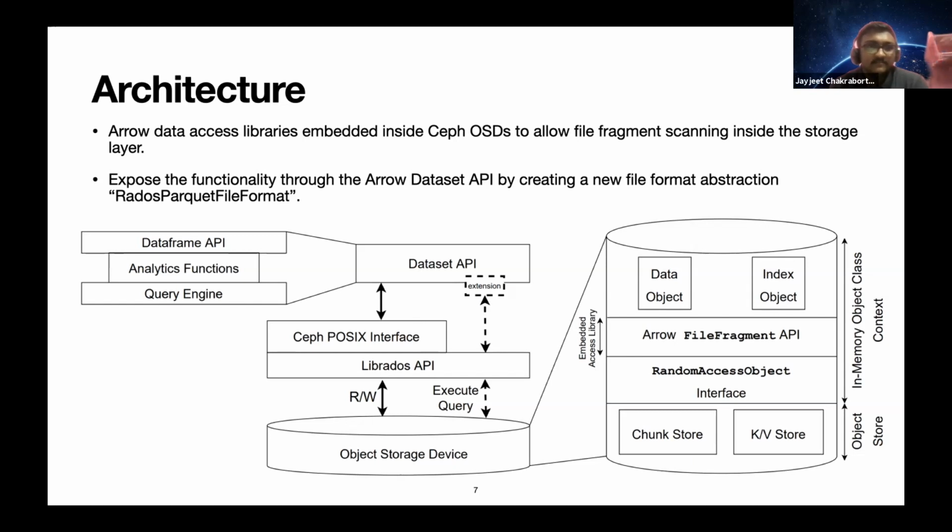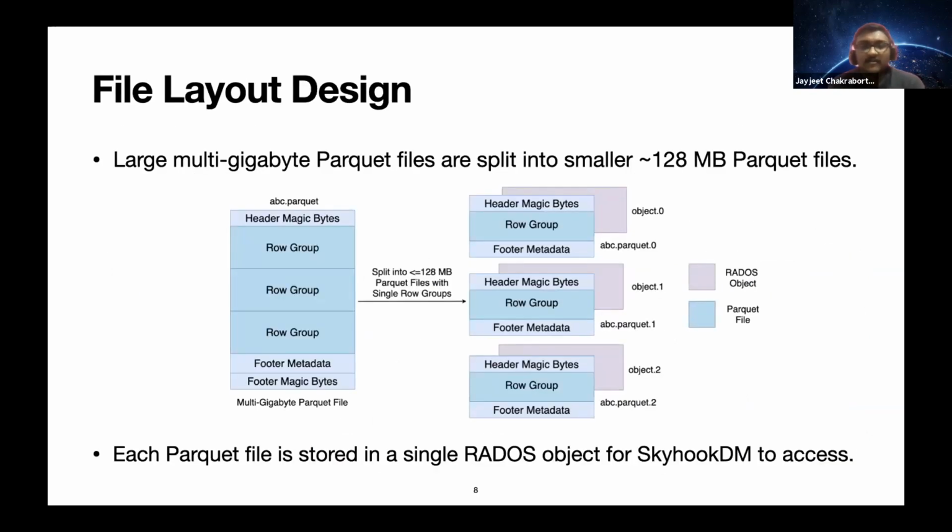So that's the architecture. On the write path, for the file layout, since Ceph has an upper limit on the size of objects it can handle nicely, which is 128 MB, if Parquet files are smaller than that, it's well and good. Otherwise, if Parquet files are larger than that, several GBs, we need to split them up into smaller files and store each file in a Rados object for Skyhook to access. And it does not really cause any performance issues.